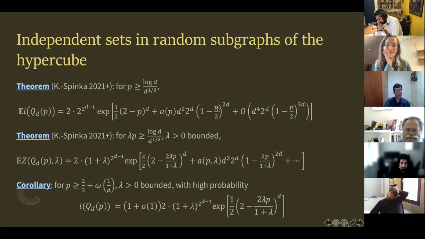Sure. I'm very sorry, in the last corollary, what is lambda? On the left-hand side there is no lambda, but on the right-hand side there is lambda. What is lambda? Right, I forgot. I should have written here Z_{Q_d}(p, lambda), the partition function of the model. You're right, I'm sorry. Thank you.